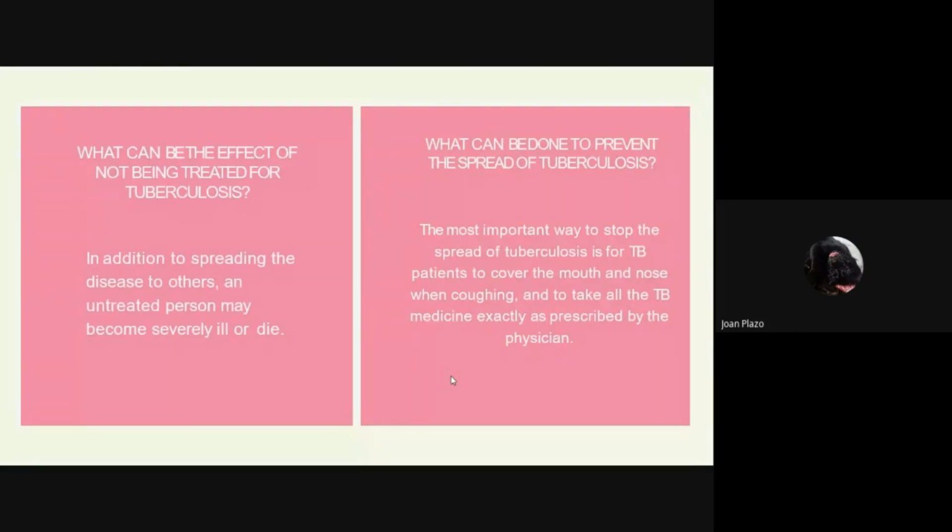What can be done to prevent the spread of tuberculosis? The most important way to stop the spread of tuberculosis is for TB patients to cover the mouth and nose when coughing and to take all the TB medicine exactly as prescribed by the physician.